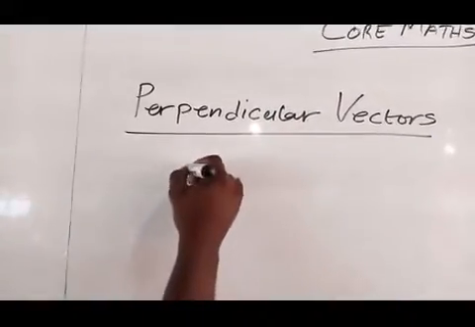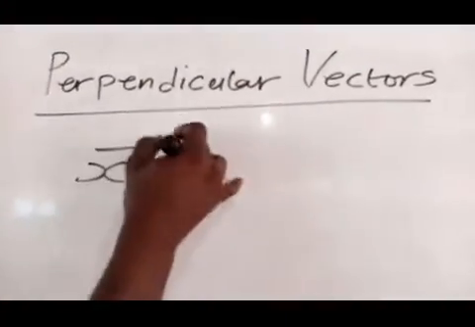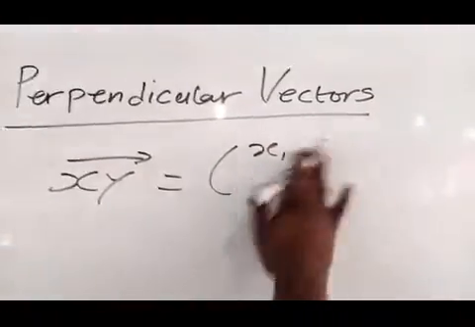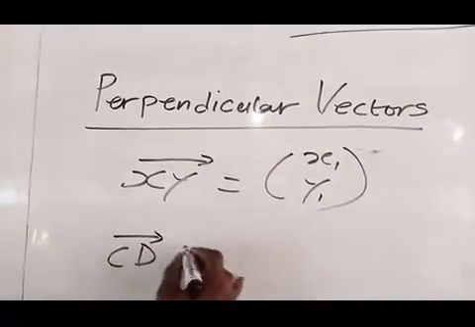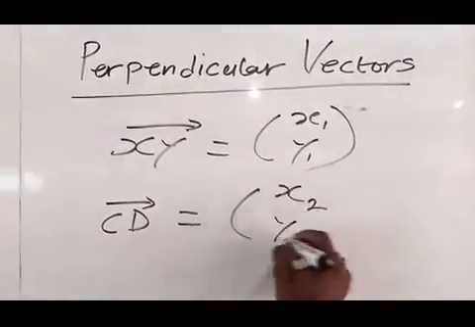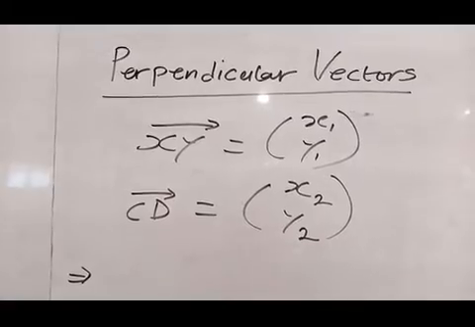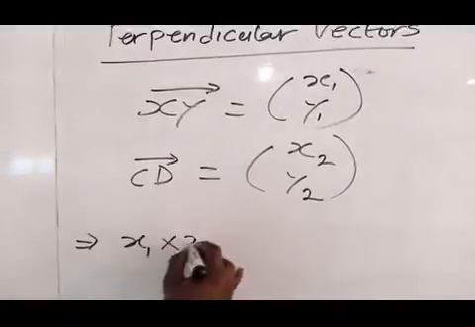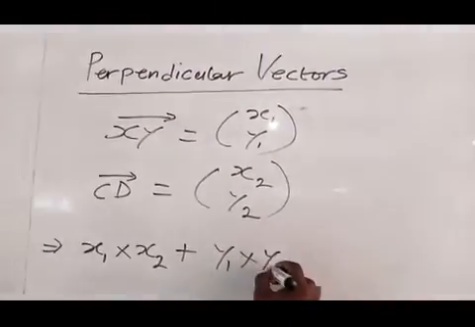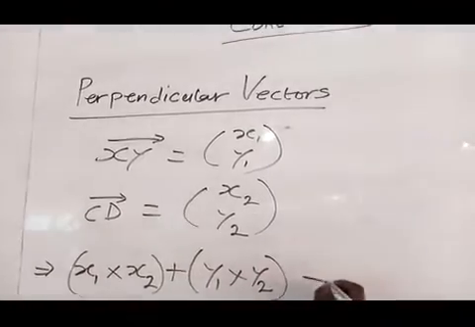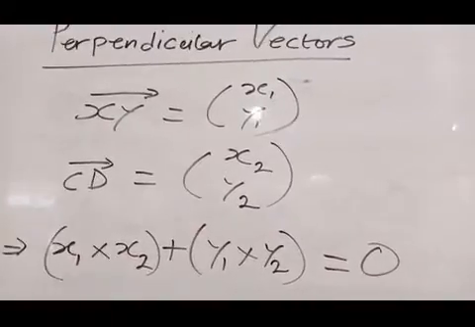Let's say vector xy is equal to x1, y1, and then vector cd is equal to x2, y2. What we are talking about as the scalar dot product is done like this: x1 times x2, and then plus y1 times y2, and this should be equal to 0. So the scalar dot product should be equal to 0.